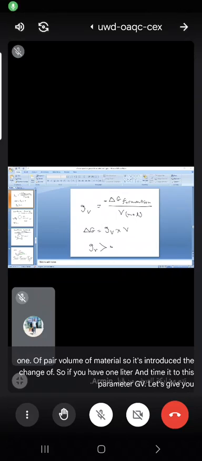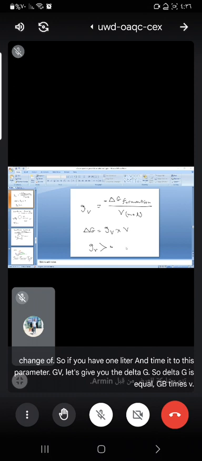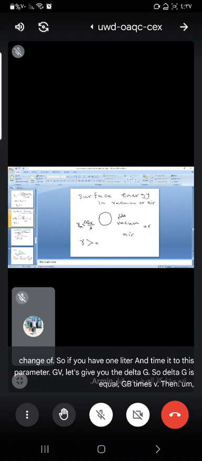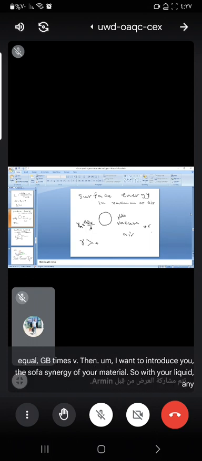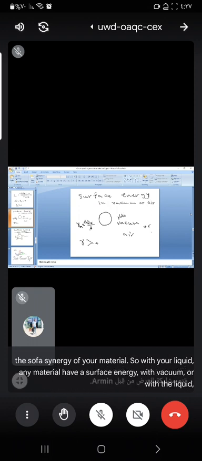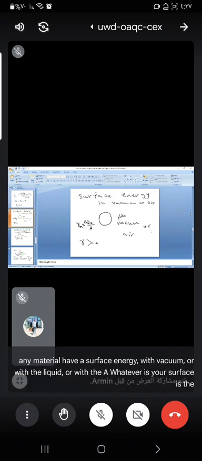It gives you the delta G. So delta G is equal to GV times V. Then, I want to introduce you to the surface energy of your material. So with your liquid, any material has a surface energy with the vacuum, or with the liquid, or with the air. Whatever your surface is, the amount of energy is formed by increasing the surface.